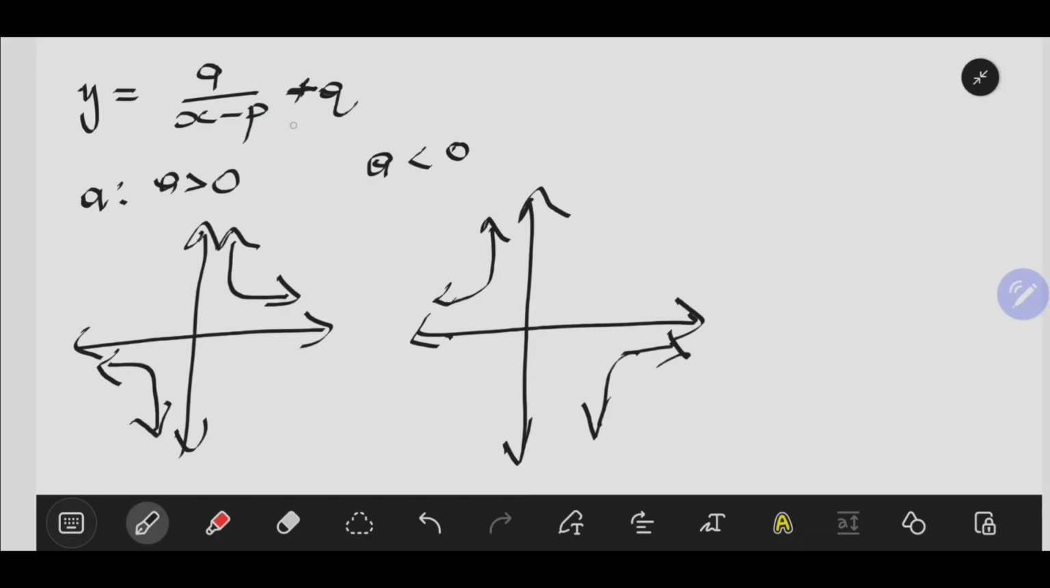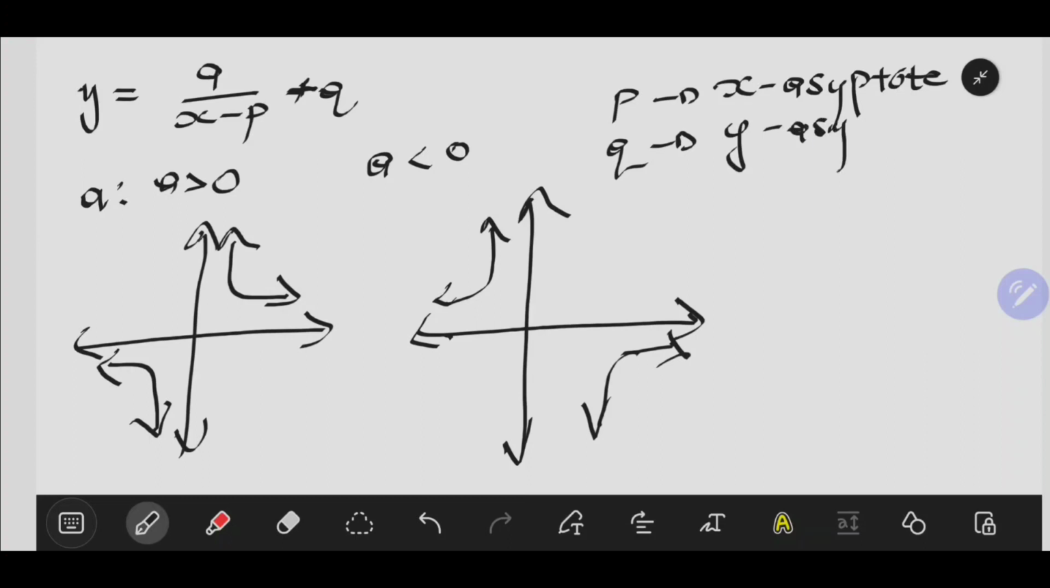Then now we also have the value of p and the value of q. So the value of p and the value of q determines what you call the asymptote, whereby we know that an asymptote, we denote it by a dotted line on the graph, and the graph will forever approach that dotted line, but it will never touch that line. So p represents the x asymptote, and then the value of q determines the y asymptote.